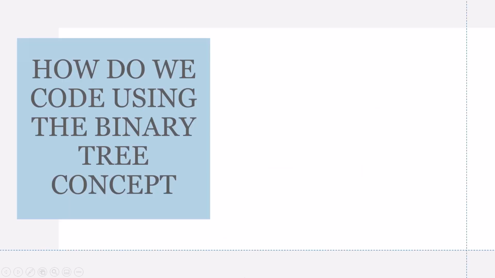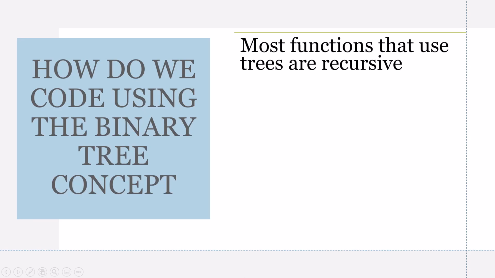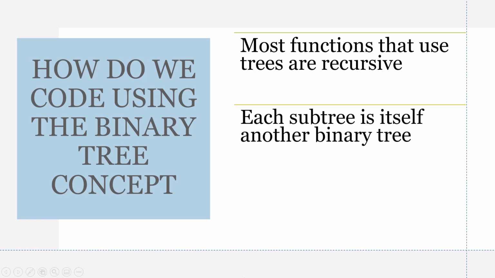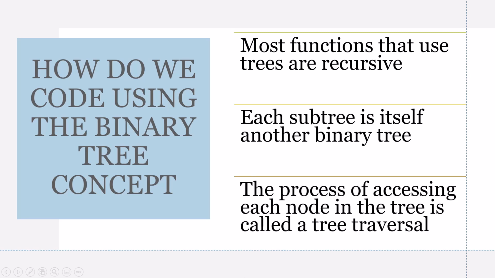Now, how do we code using the binary tree concept? Most functions associated with binary trees would be recursive. Why? Because every subtree within the binary tree could be another binary tree, and would be treated as such. How do we then access each node in the tree? This is what is referred to as tree traversal. Now let's talk about traversing the tree. There are three ways we can do this.